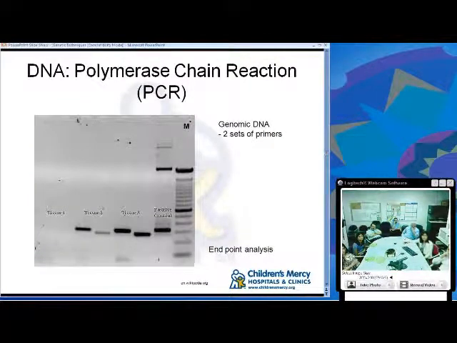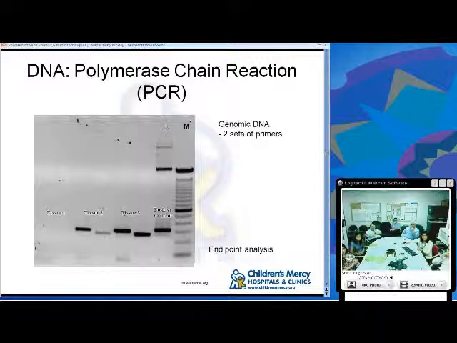So here's an example of taking genomic DNA, and in this example they use 2 sets of primers, and this is an endpoint analysis, which means that, say after 40 cycles, this is the amount of DNA that's amplified. And so in tissue 1, you see that this particular tissue has none of that DNA that they're looking at. In tissue 2, with the 2 sets of primers, you see you have a strong signal here, but not as strong in the second set of primers. In tissue 3, we have an equal expression using both sets of primers.